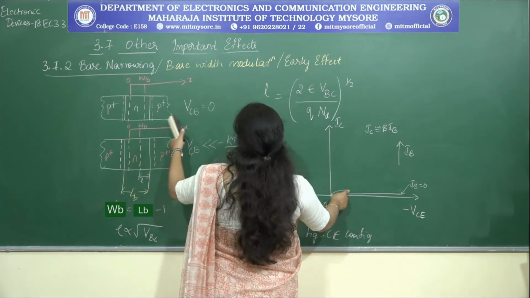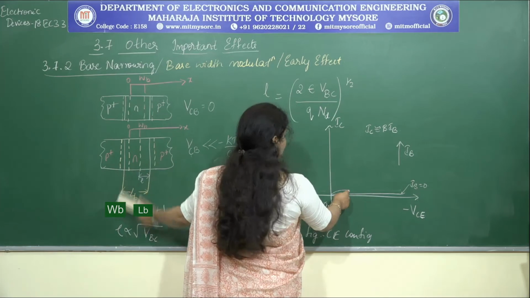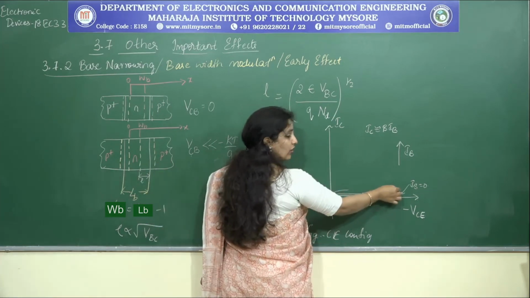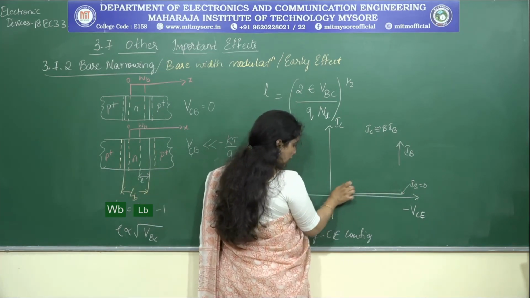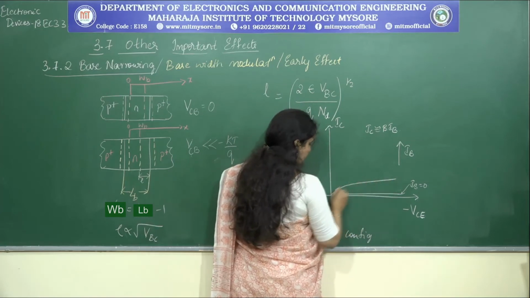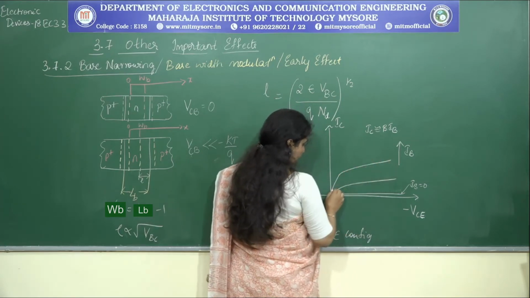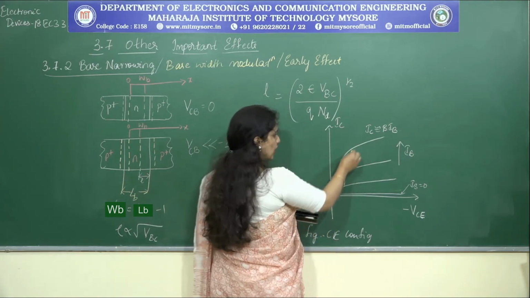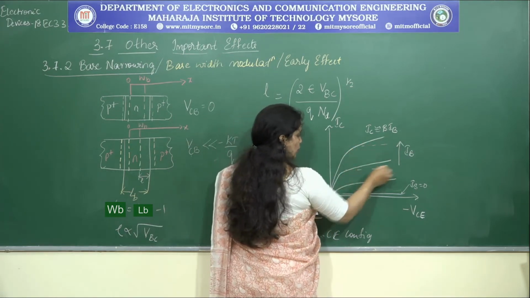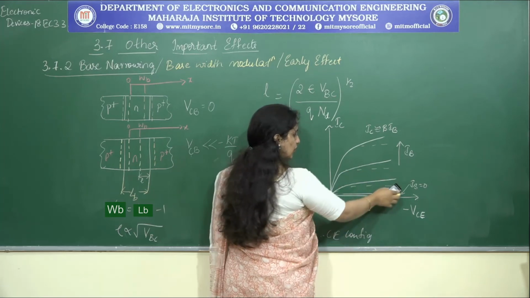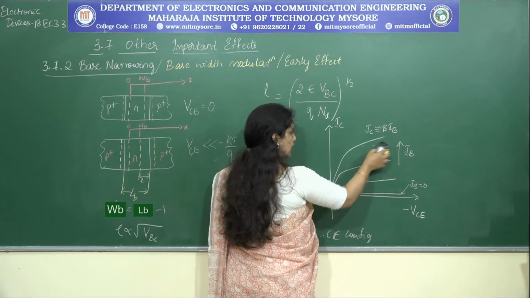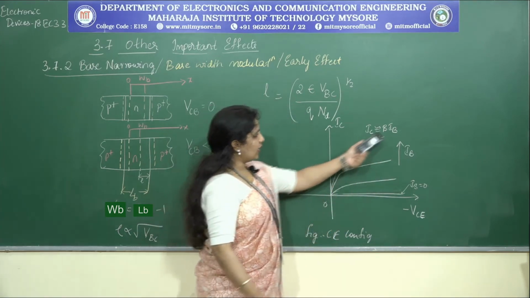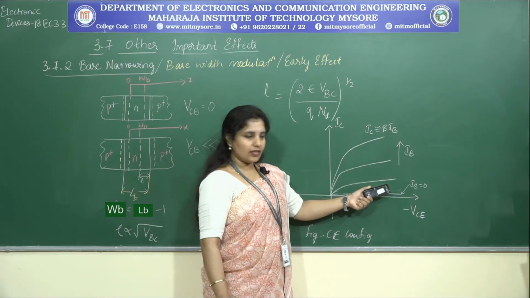No. What is happening to the collector current? Because of the decrease in the base width, it is increasing, right? So I cannot write it as a straight line, but instead I have to show the increase that is happening in the collector current. Purely without early effect, this was the graph that I was supposed to write. But due to early effect, what is happening to the collector current? It is increasing, right? And that increase is what I am trying to represent in the graph.